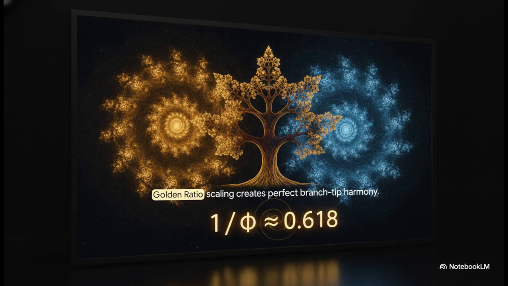When we apply this specific 0.618 ratio to the length of our branches, the branch tips touch perfectly in this beautiful geometric harmony. It's like a giant puzzle locking perfectly into place. We literally get to see the famous golden ratio in action, organically organizing the infinite complexity of our tree.